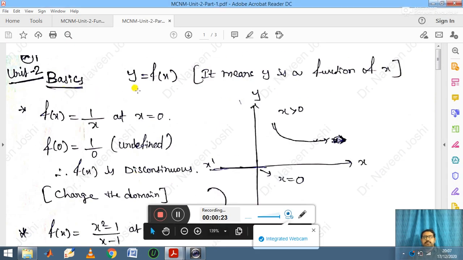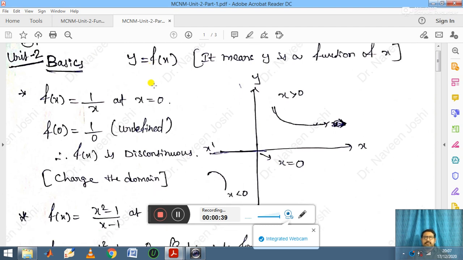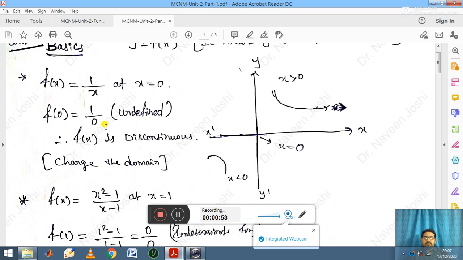Yes, basic concepts. We know that y equals f of x represents y is the dependent variable and x is the independent variable, right? It means y is a function of x. Then let us take a simple function, f of x equals 1 by x. Here, if x equals 0, then you are getting 1 by 0, which is undefined. Then we can conclude the given function f of x is discontinuous at the point x equals 0.